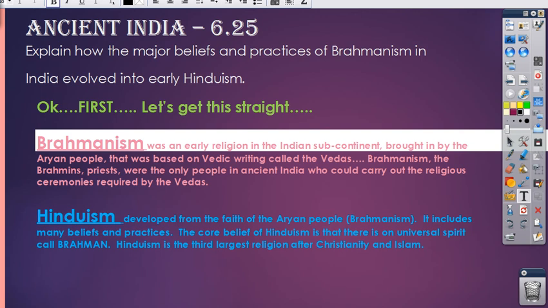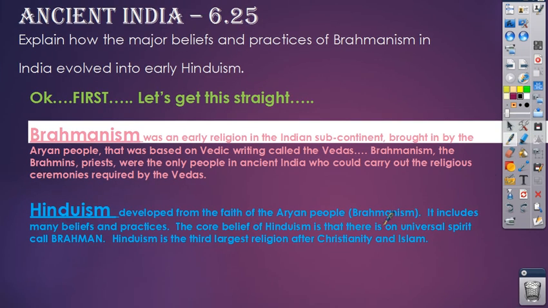Okay, so according to the slide, I think that we've got notes that we need for Brahmanism. So now we're going to move to Hinduism. Alright, Hinduism developed from the faith of the Aryan people, Brahmanism. It includes many beliefs and practices. The core belief of Hinduism is that there is one universal spirit called Brahman. Hinduism is the third largest religion after Christianity and Islam.